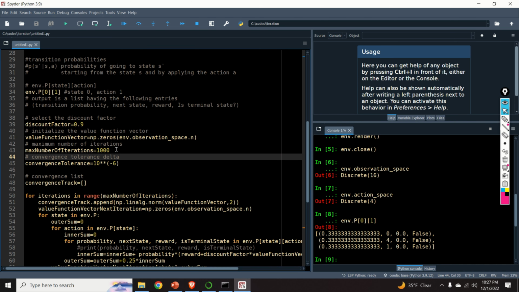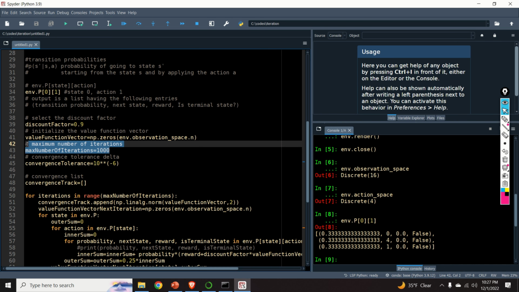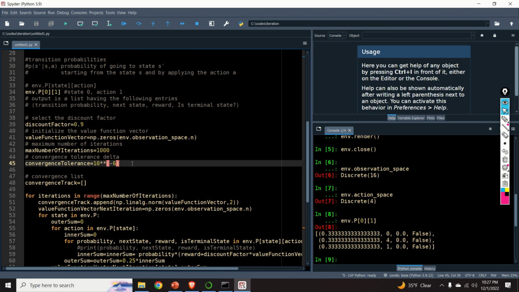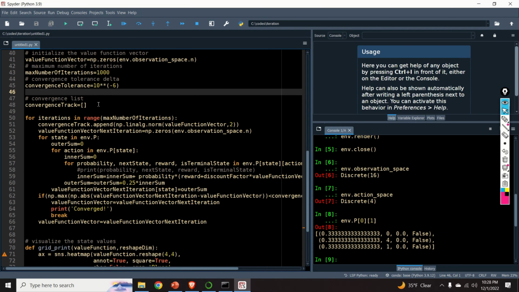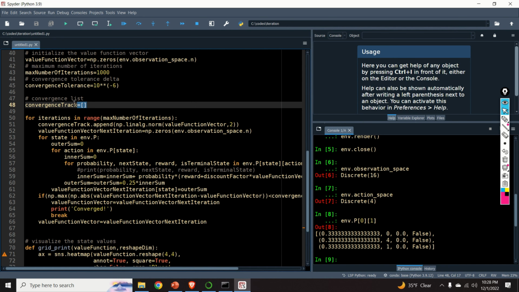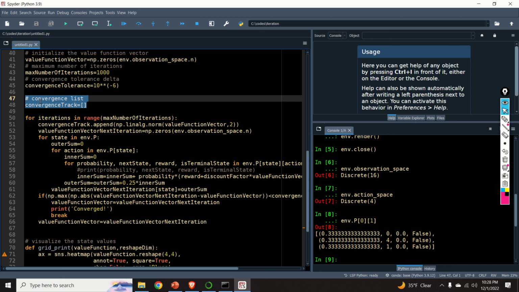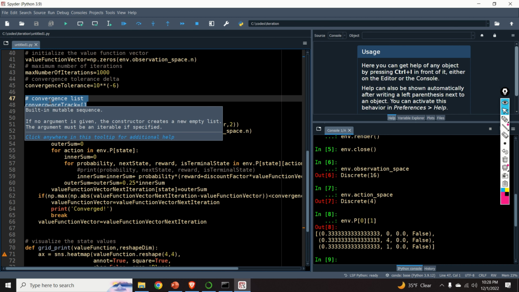Then we select the maximum number of iterations k. In my case, it's 1000. Then we select the convergence tolerance delta. The convergence tolerance delta is 10 to the minus 6. As you will see later on, the algorithm converges quite quickly. Next, we initialize a list that will track the convergence of the algorithm. This list will be used for visualization purposes, as you will see later on.